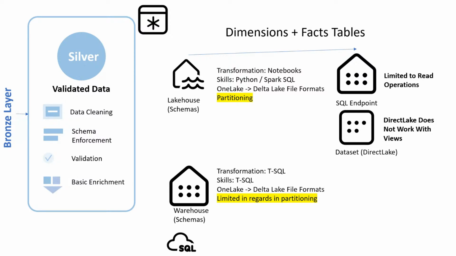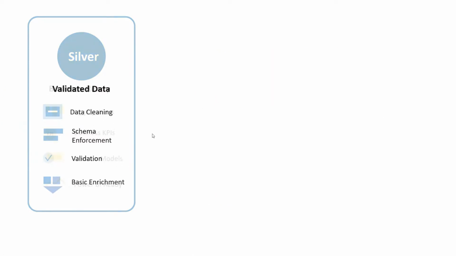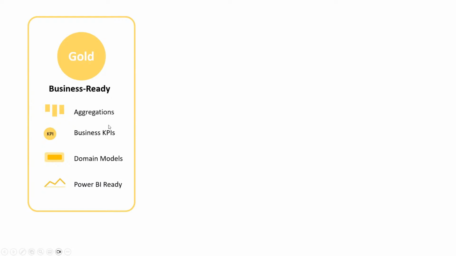Let's look at this for a second. I want to make sure that I'm not missing anything. And now we'll move to the next item, the gold layer.